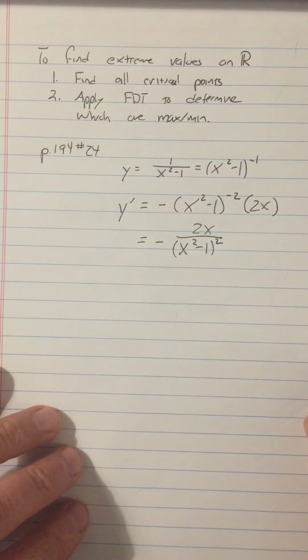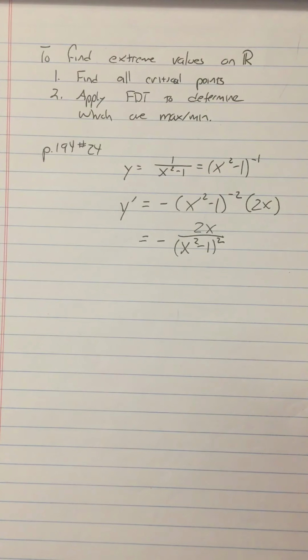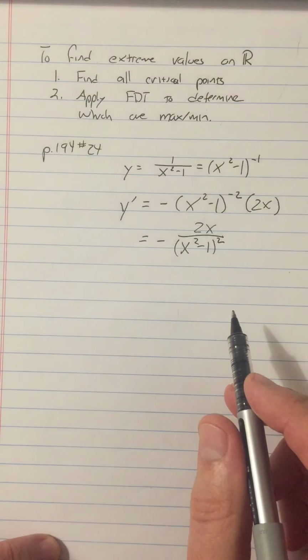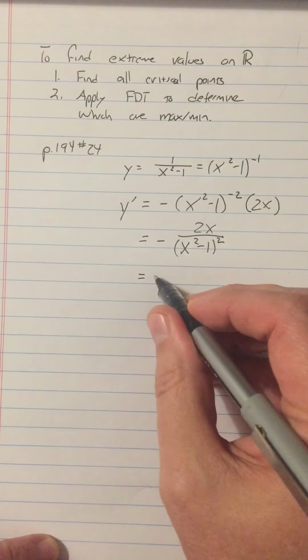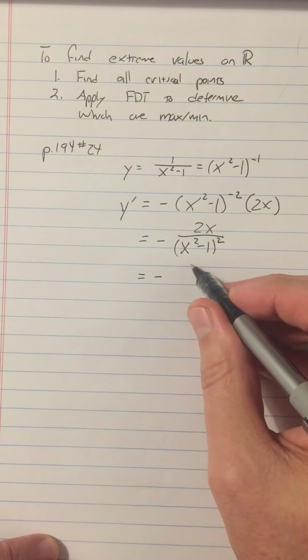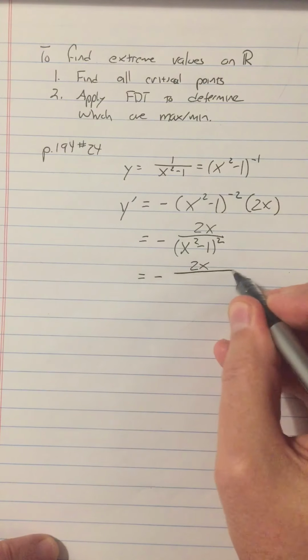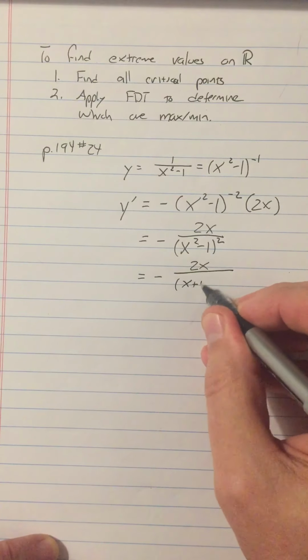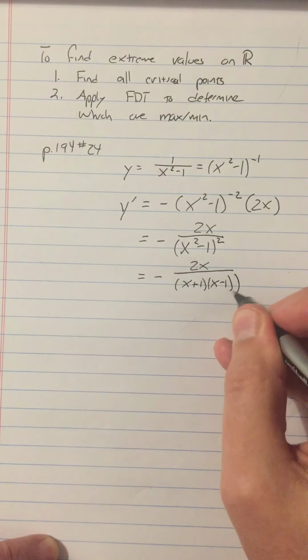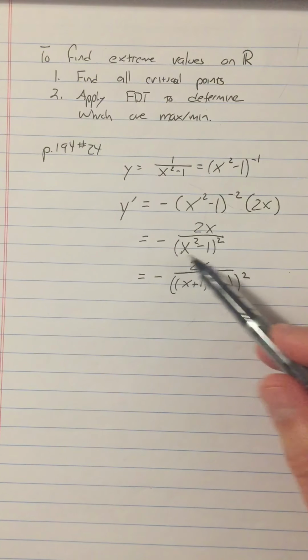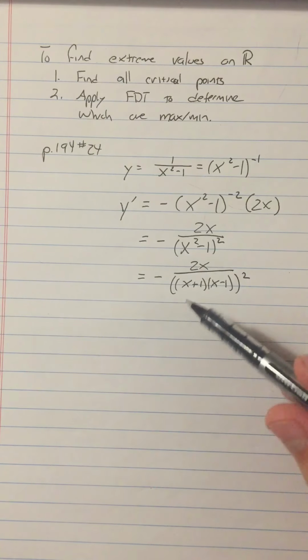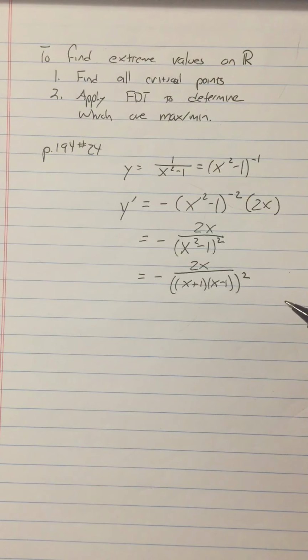Okay, and then the next thing you want to do is make sure that your denominator is fully factored. So in fact, the denominator we can factor. So this equals negative 2x over x plus 1, x minus 1 squared. Right. Now, you can get the result that I get if you really understand how to make this denominator 0. You don't have to write this like this, but that's a good way to do it.